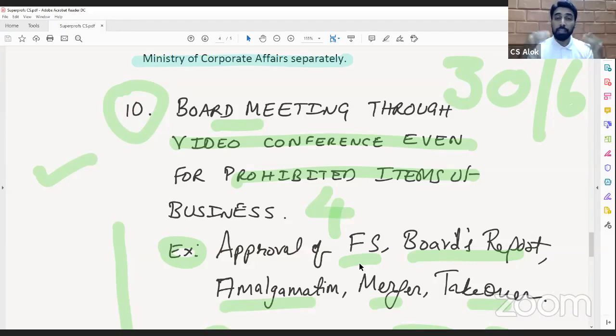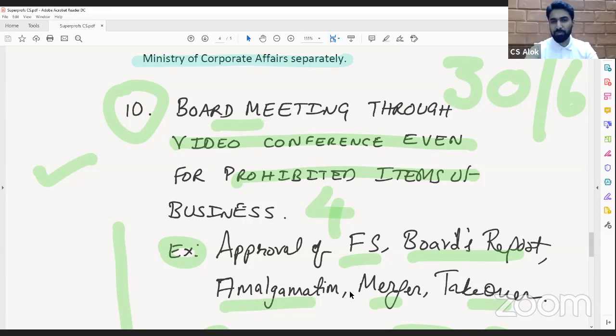But now, important or not, you have to change because people have to stay at home. Of course, you people will stay home and study. That is what you will do. But companies have to stay home and they have to function from there, especially directors and all. Approval of financial statements, approval of the board of directors report, all these things used to be in a physical board meeting. But now the government said you can do it in video conferencing.